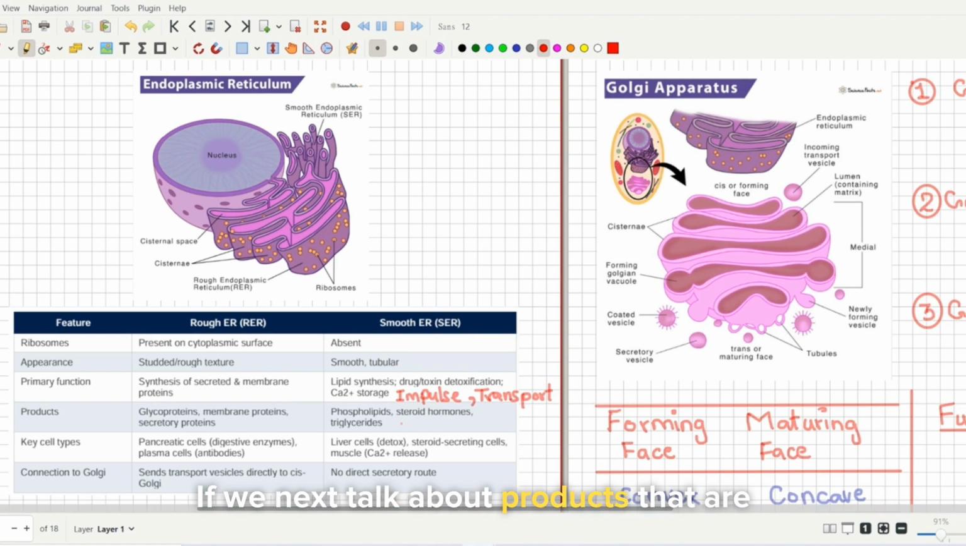If we talk about the products that are formed, RER forms glycoproteins, membrane proteins, everything related to proteins, while SER forms phospholipids, steroid hormones, and triglycerides. These are all the products formed in SER, so memorize these names because they are really important. What types of cells contain RER? RER is mostly abundant in pancreatic and plasma cells, because they have to make protein molecules. Enzymes are made up of protein, and antibodies are made up of proteins. That's why it is more abundant in these kinds of cells.